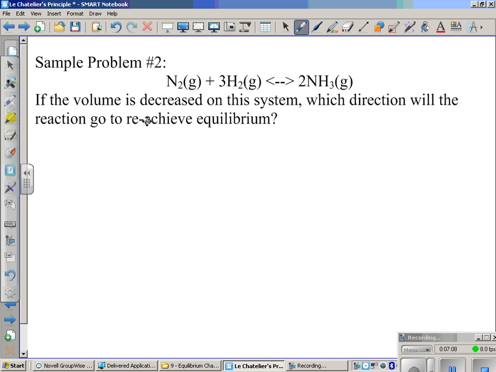And I actually have 3 we're going to look at total, but let's look at this one. So on this side, on our reactant side, I have a total of 4 moles of gas. Remember, we are only looking at the gases. On this side, I have a total of 2 moles of gas. And again, this reaction is in whatever equilibrium for its pressure it's in. We don't know what that is because we don't have that information, but we know it's at equilibrium.